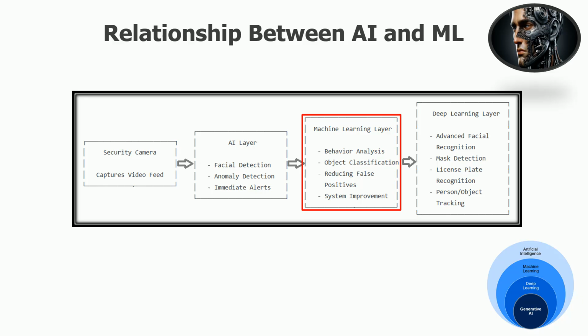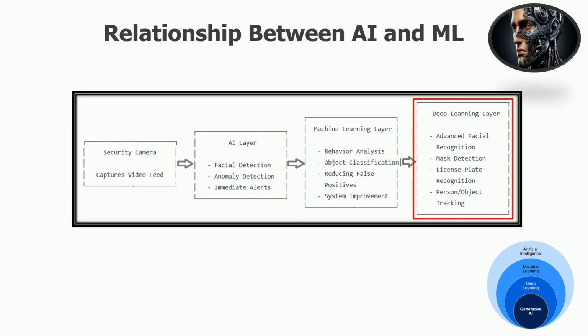Object classification: ML helps the camera distinguish between different events, like recognizing the difference between a person walking and a tree branch swaying in the wind. Over time, it learns to send alerts only for significant events and ignores false positives. And the next is system improvements.